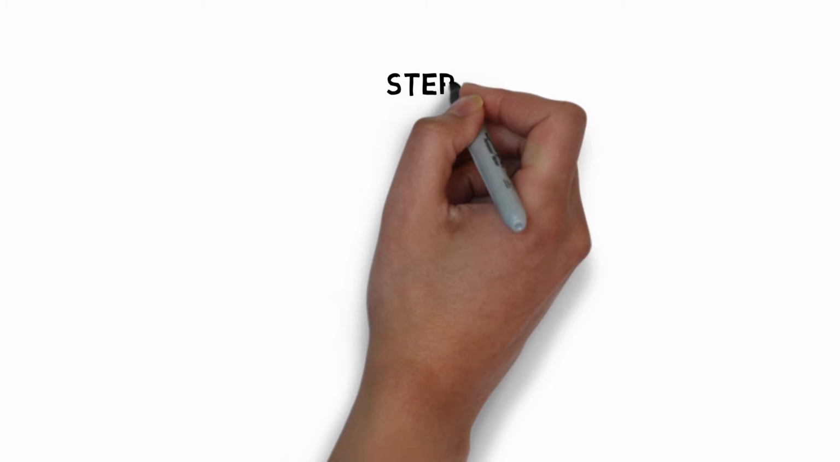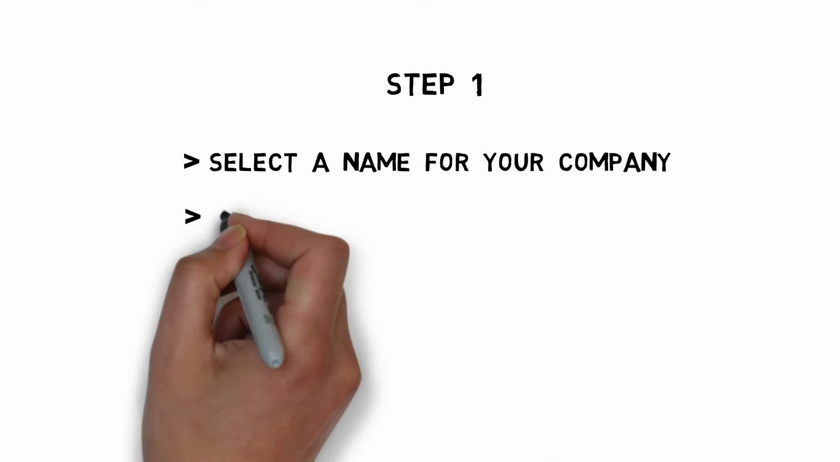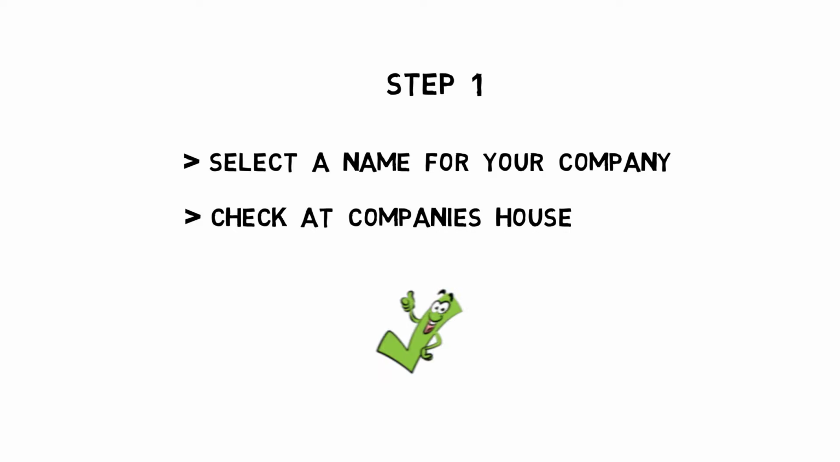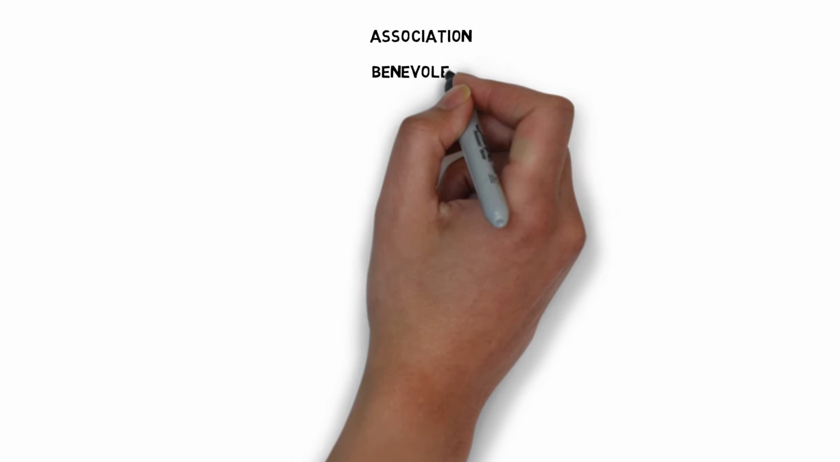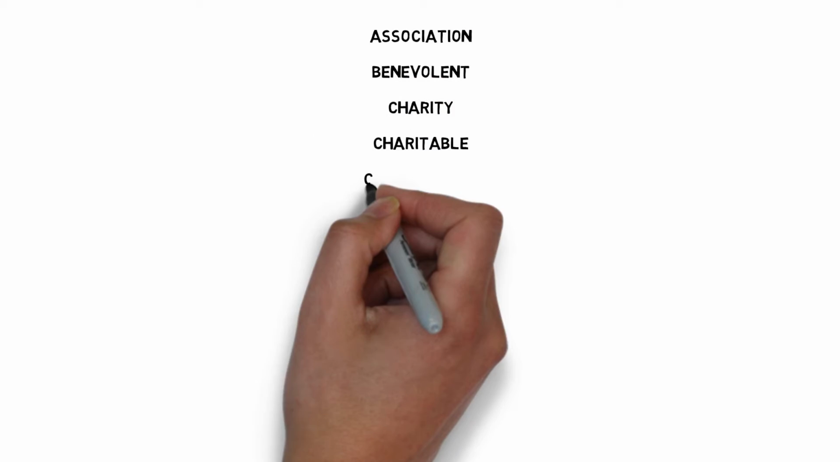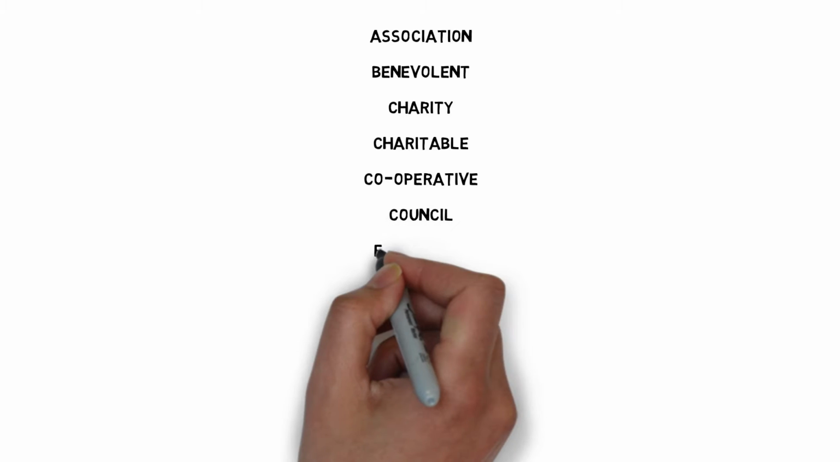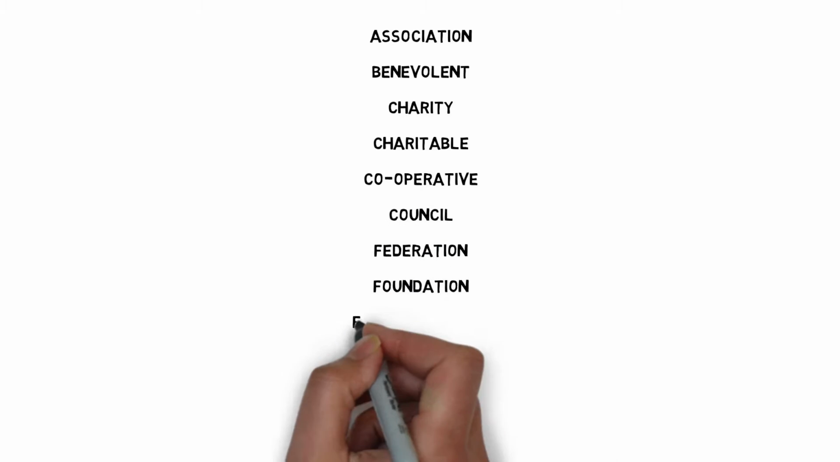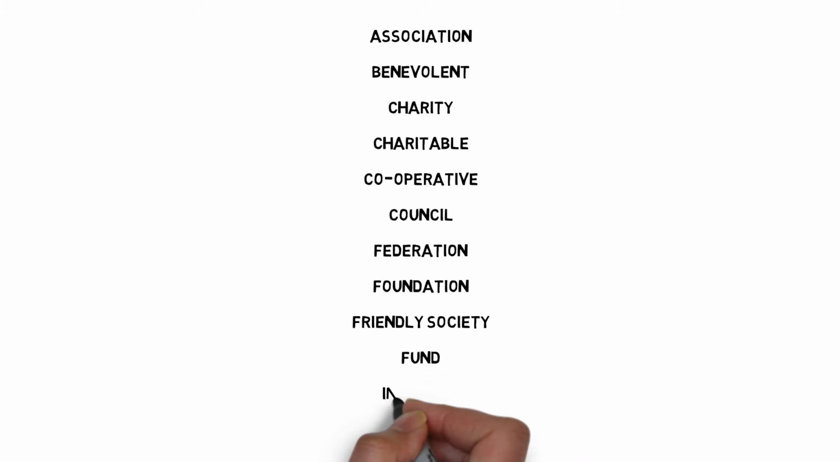The first step of the process is to select a name for your guarantee company and then check that the name will be accepted. There are a number of words which tend to be popular with guarantee companies, such as association, benevolent, charity, charitable, cooperative, council, federation, foundation, friendly society, fund, institute, and society. However, Companies House consider these to be sensitive names, which can only be used if you can prove that you are eligible to use them.